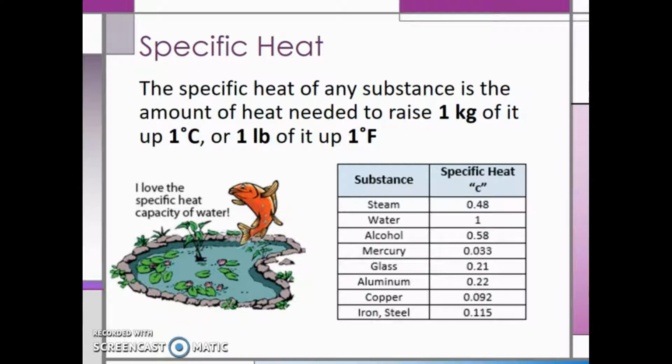In the next video, we will take a look at how we can use the specific heat of a substance to determine how much heat energy must be added to or taken away from a substance in order to change its temperature.